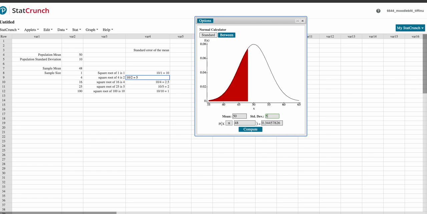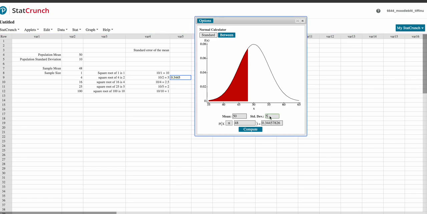So if I plug in a 5, there's my chances of a population mean of 50 with a sample size of 4 and a population standard deviation of 10. So I'm going to combine this 4 and this 10. So 10 divided by the square root of 4 is 5. And so the chances of me finding a collection of 4 people whose average is less than 48 is 34.45. So I'm going to put this right here, 0.3445. That's basically my answer. Okay.